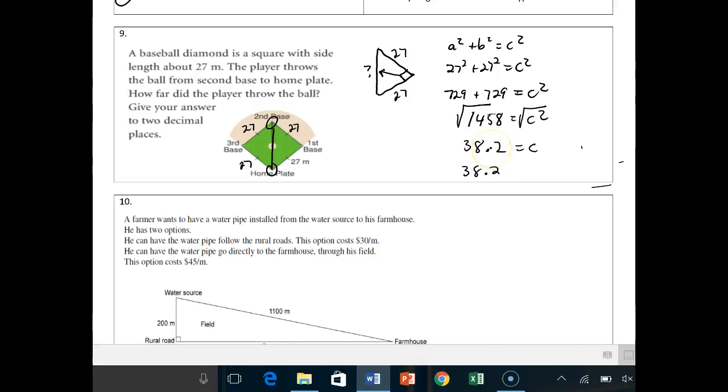Oh, sorry, it said 2 decimal places, so 38.18 meters. My fault. Got to read the problem. 38.18 meters. Right, it says for 2 decimal places.